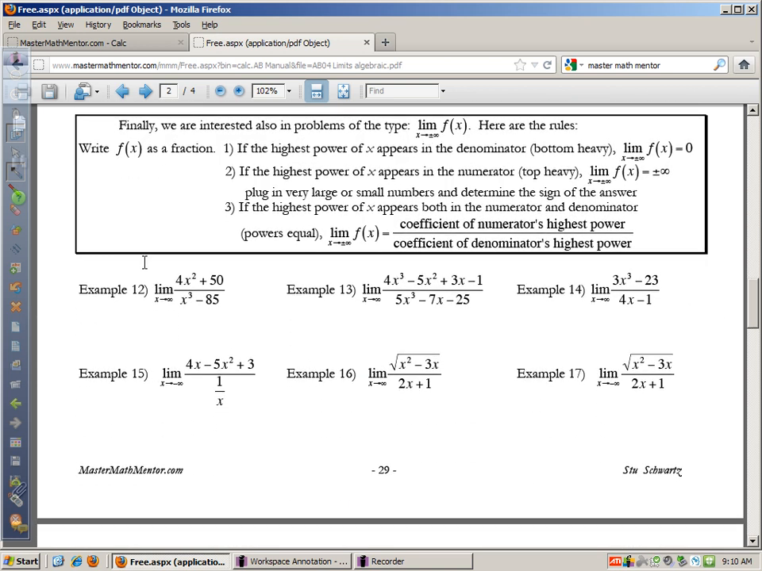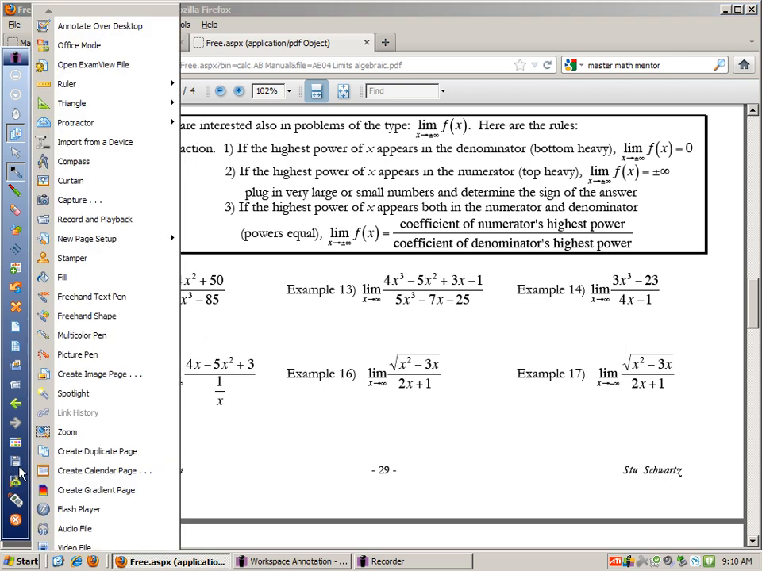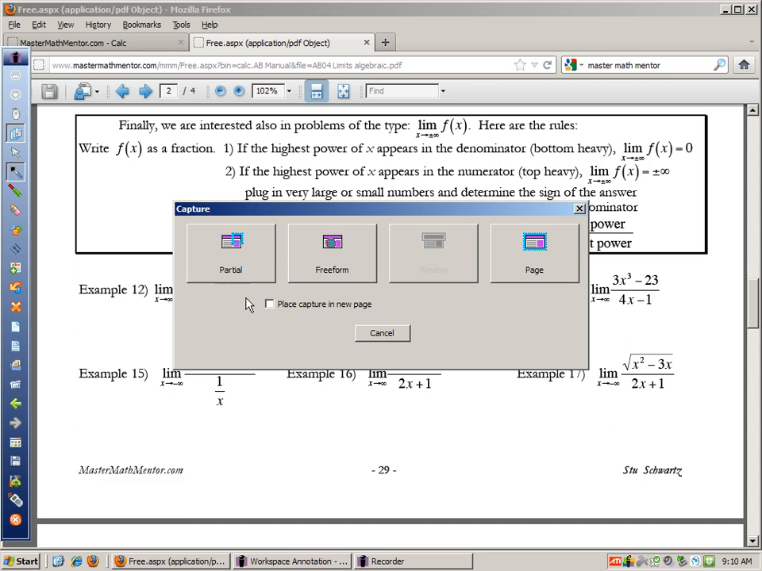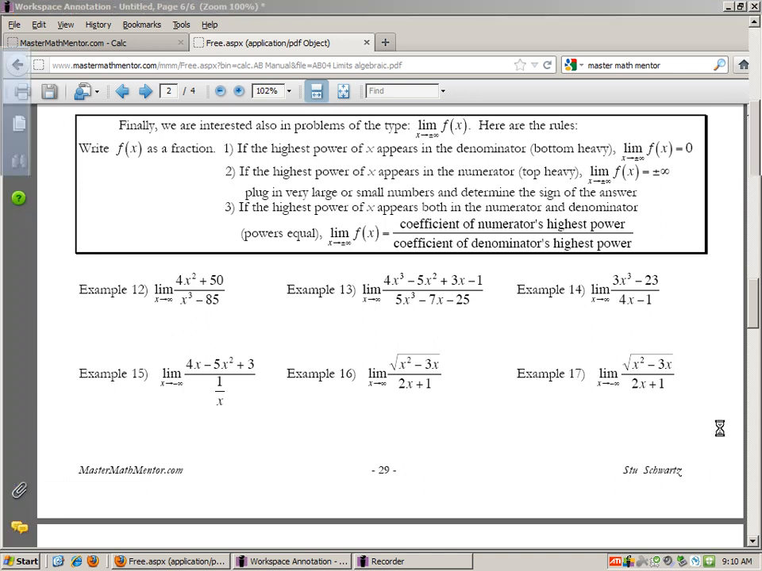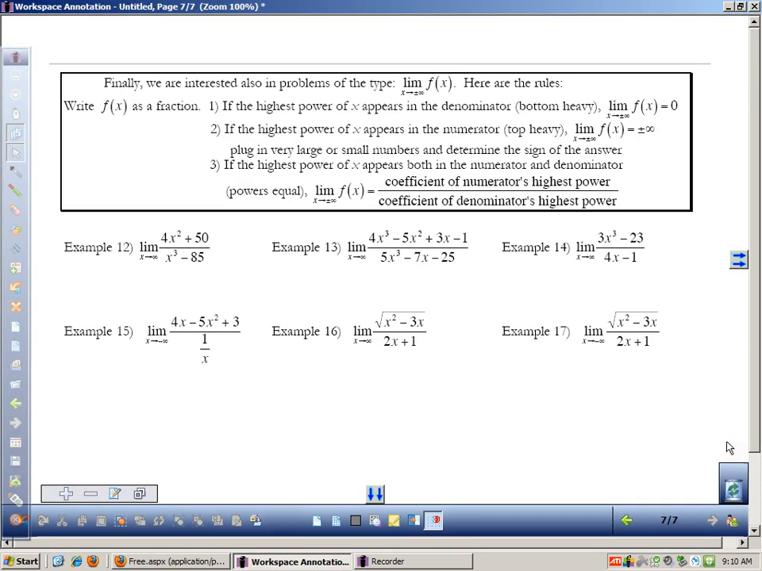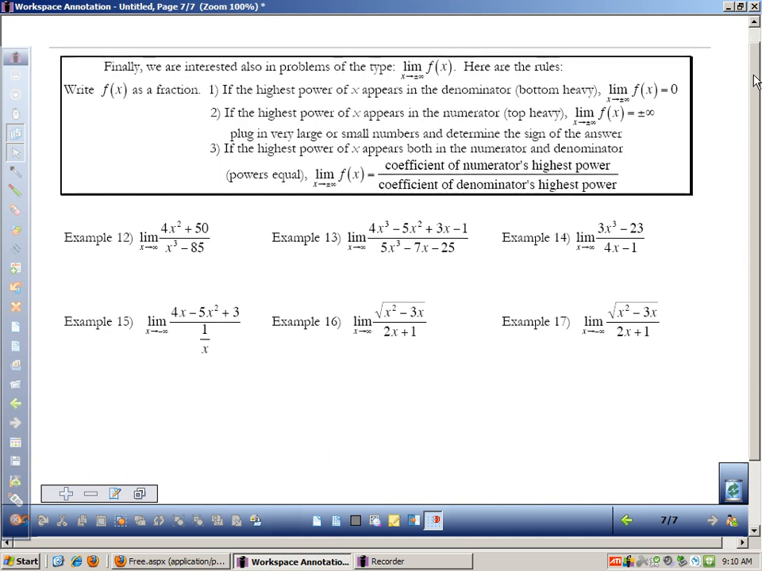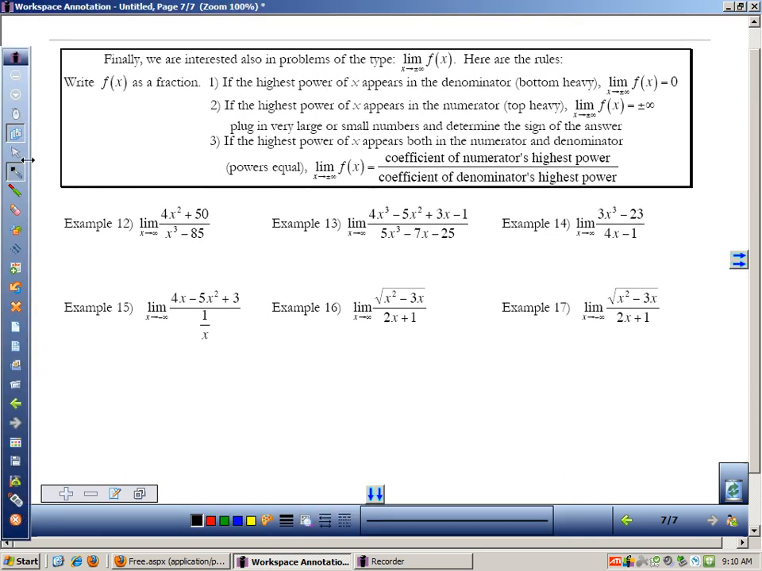So these rules should be a little bit familiar to us, because these rules are the same ones we used when we talked about asymptotes. For the previous questions, we were looking at the limit as x approaches a number, some number. Here we're looking at the limit as x approaches infinity. We have 3 rules, just like we had 3 rules for asymptotes.